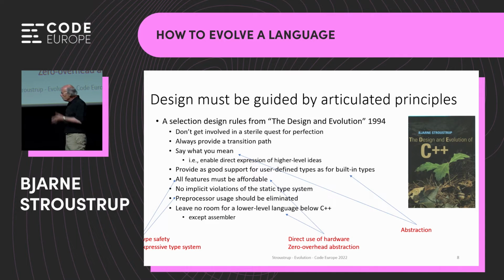And basically, you have to evolve to cope with new problems, and you have to have the design decisions guided by real-world problems as opposed to fashions, and there are lots of those. So once you start designing at a certain scale, you have to articulate your principles. You can't just have the principles in the head of a designer or a group of designers. Somehow they have to be articulated. And I did that sometime in the early 90s, relying on things I built up from before that. So you have a selection of design rules from the book I wrote at the time. And you can see that type safety, expressive type system, direct use of hardware, zero overhead abstraction, and abstraction and generality is there.